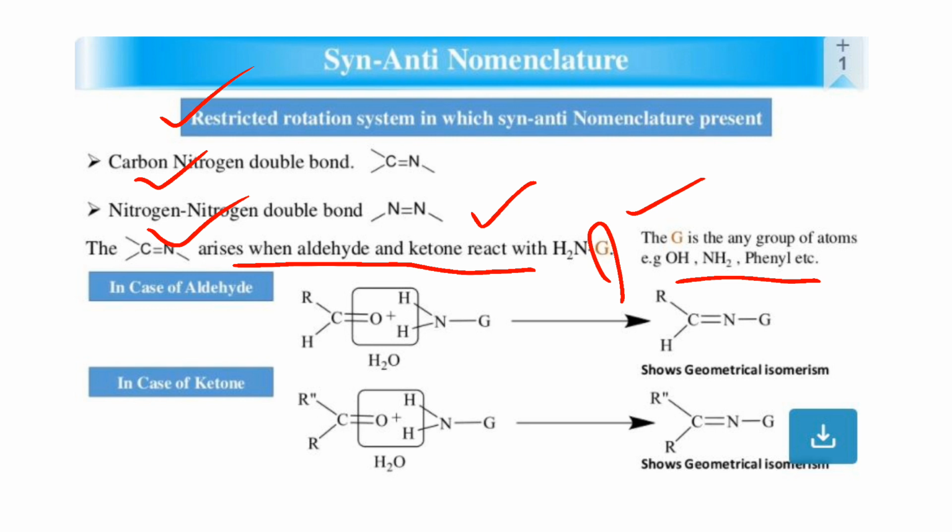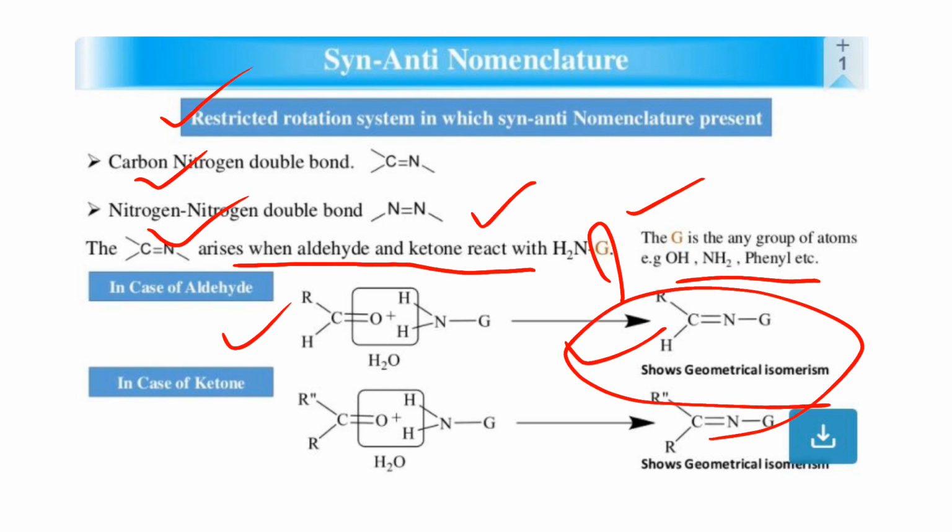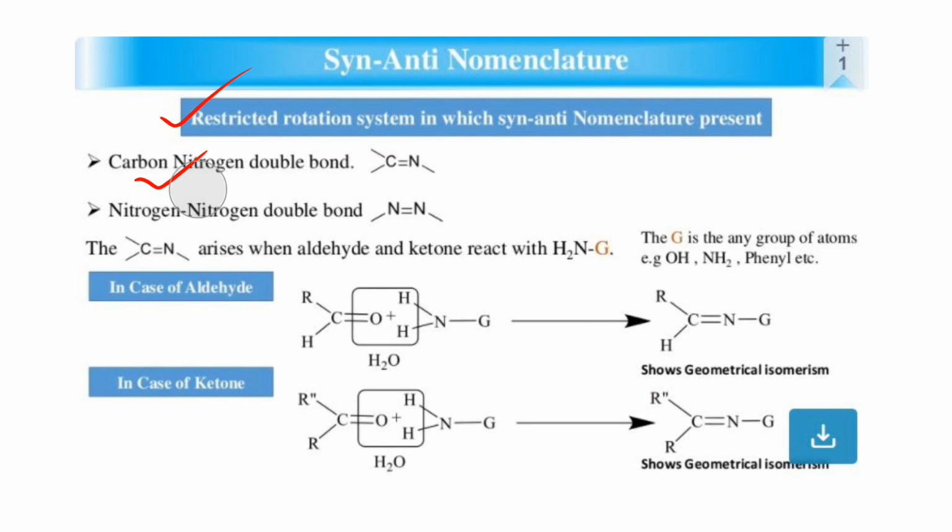In the case of aldehyde, RCHO reacts with the NH2G group. With the elimination of a water molecule, we get RC double bond NG. This compound shows geometrical isomerism.